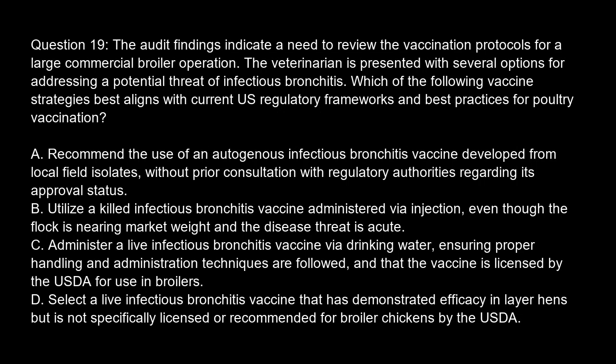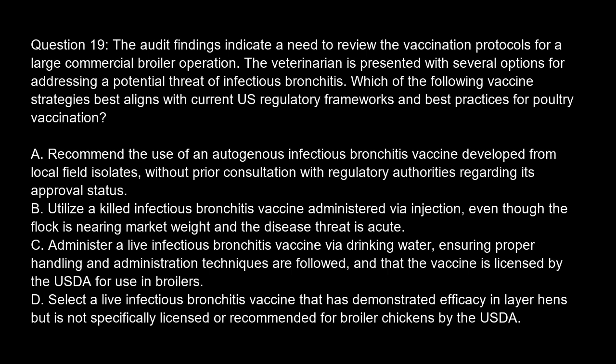Question 19. The audit findings indicate a need to review the vaccination protocols for a large commercial broiler operation. The veterinarian is presented with several options for addressing a potential threat of infectious bronchitis. Which of the following vaccine strategies best aligns with current U.S. regulatory frameworks and best practices for poultry vaccination? Option A. Recommend the use of an autogenous infectious bronchitis vaccine developed from local field isolates, without prior consultation with regulatory authorities regarding its approval status.